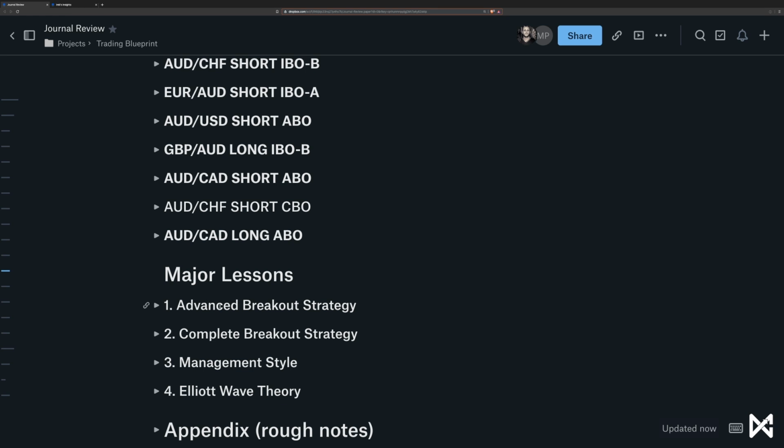Advanced breakout strategy, major lessons learned. Complete breakout strategy, major lessons learned. Management style, major lessons from there. And Elliott wave theory, major lessons from there. That is the third lesson actually, once we start digging into the major lessons. Right now, what we did is reviewed the trades.